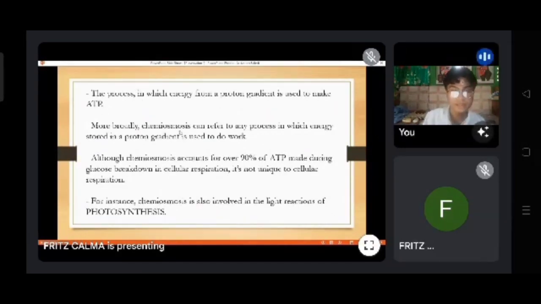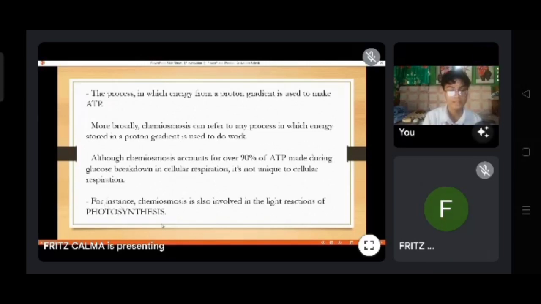More broadly, chemiosmosis can refer to any process in which energy stored in a proton gradient is used to do work. Although chemiosmosis accounts for over 90% of ATP made during glucose breakdown in cellular respiration, it's not unique to cellular respiration.